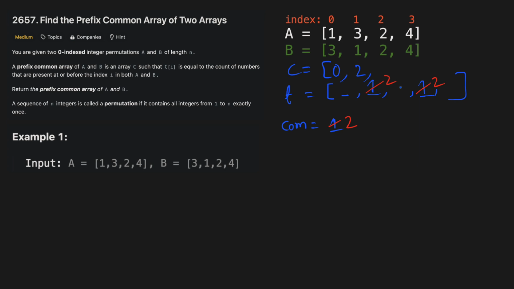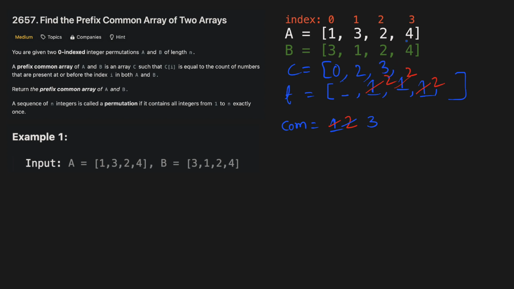Now we come to index 2 and in array A, the element at index 2 is 2. So we increment the frequency at index 2 to 1. And for B also at index 2 the element is 2. So we increment the frequency at index 2 to 2. So that means we have found one more common element. So we will increment the common element count to 3. And now since we are done with both the arrays for index 2, we will set 3 as our answer.